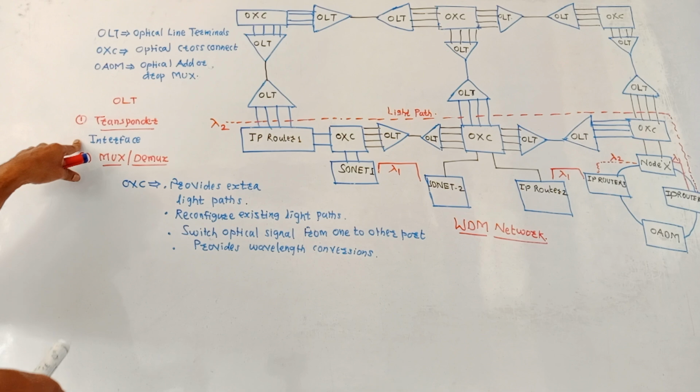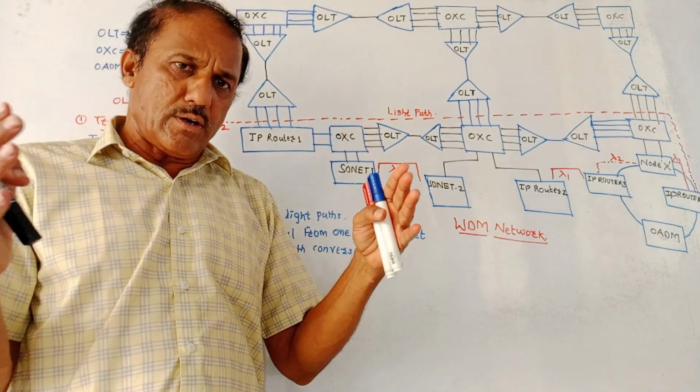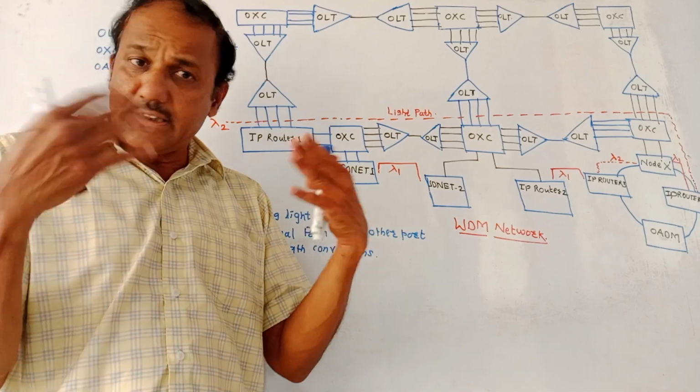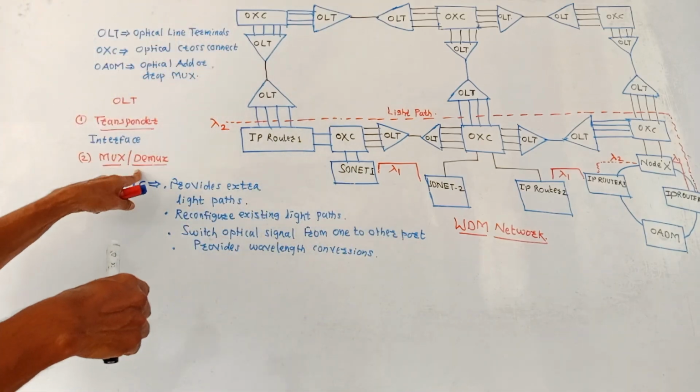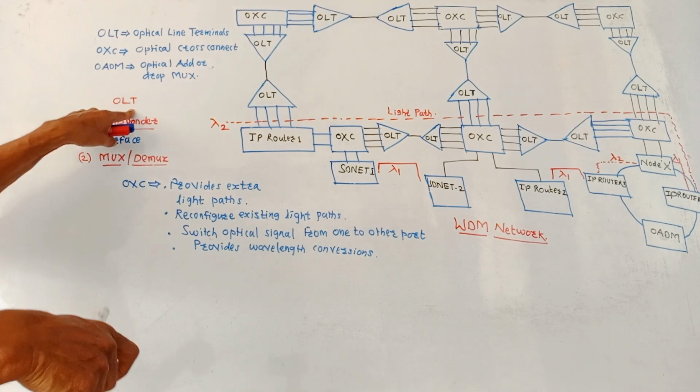That means it provides the interface. Next, this OLT consists of mux or demux. If you want to multiplex some other wavelengths at the output of this transponder, then this block is used. So these are the two major blocks of optical line terminals.